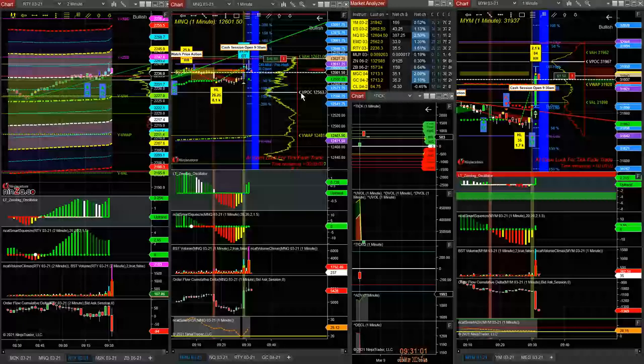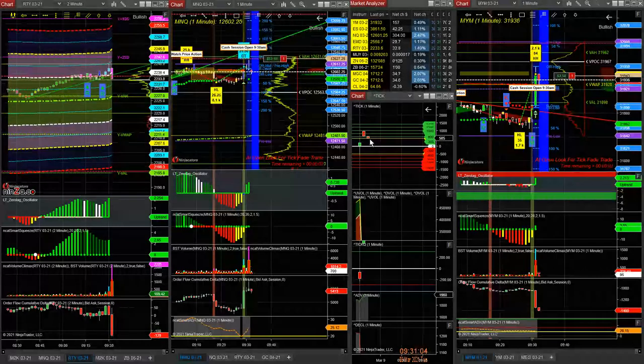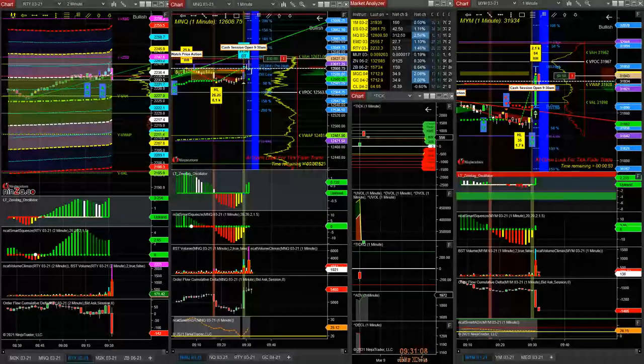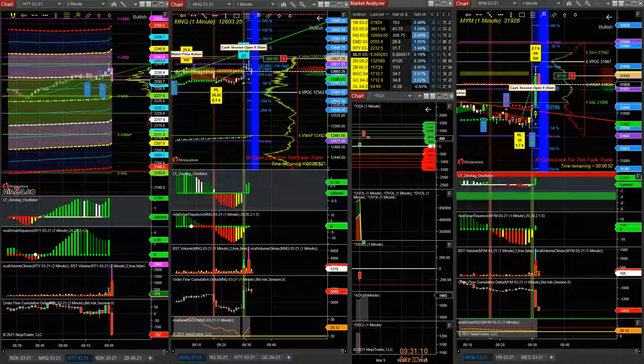All right, so that's the play. All right, 1 minute major short signal. So NQ, we're up $40. We could take that $40 off before it rebounds. Remember, this is a tick fade trade.